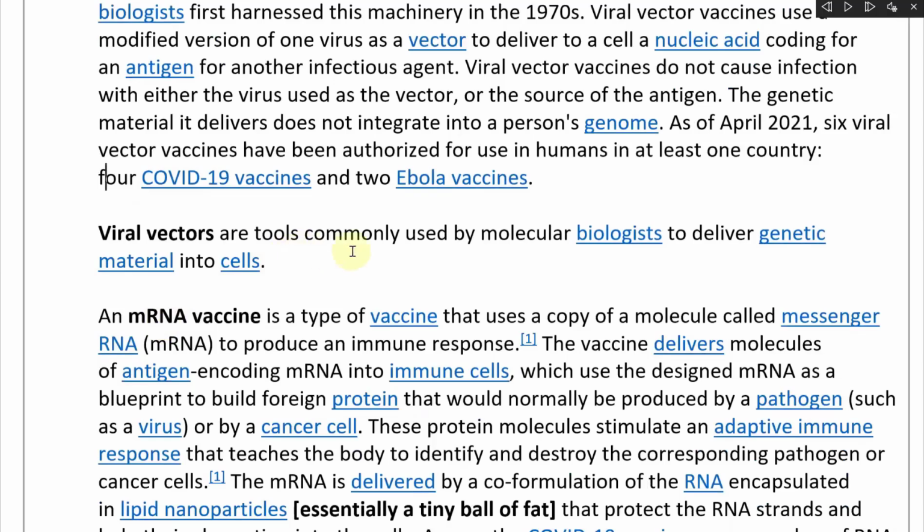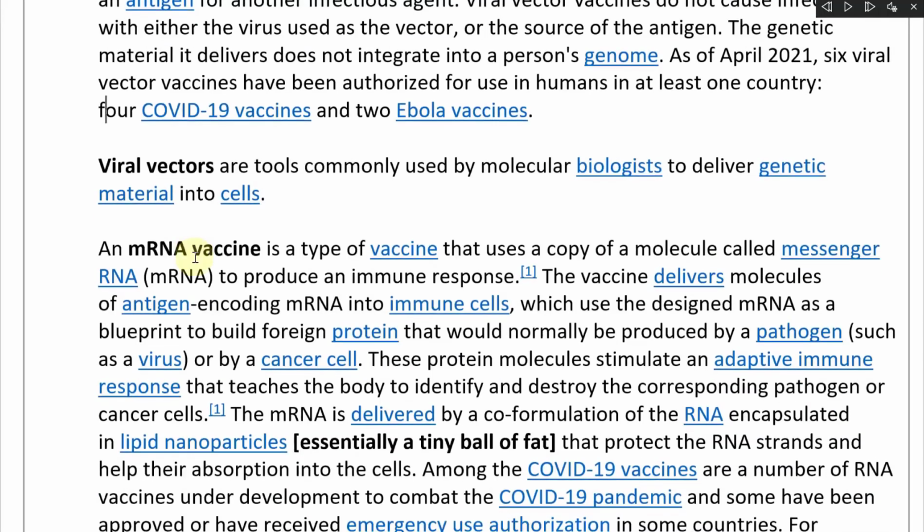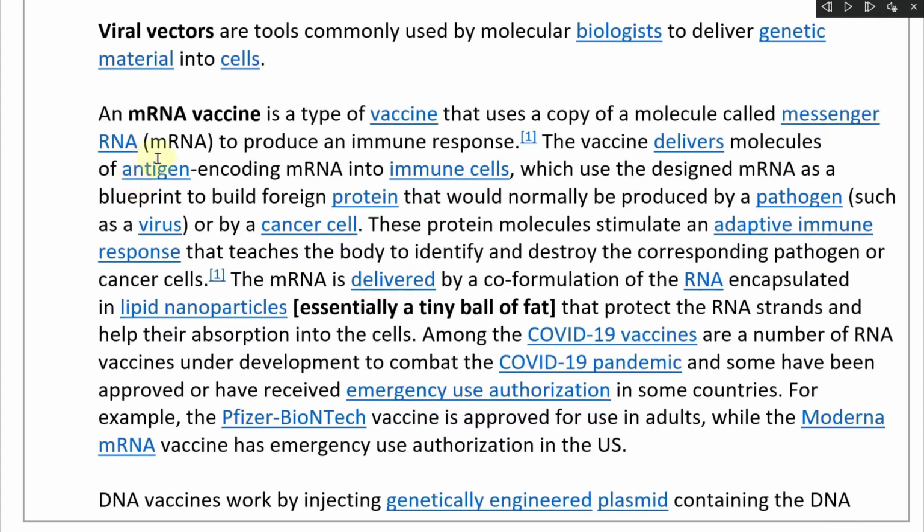Viral vectors are tools commonly used by molecular biologists to deliver genetic material into cells. All right, let's look at the next one. So an mRNA vaccine is a type of vaccine that uses a copy of a molecule called messenger RNA, or mRNA, to produce an immune response.